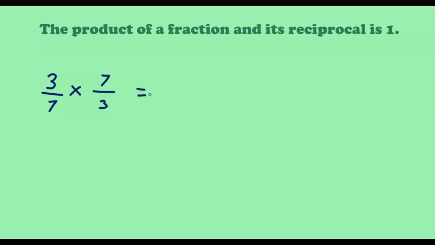Now how do we multiply two fractions? We write the fraction line, and the numerator of the resultant fraction will be the product of the numerators of the original two fractions, and the denominator of the resultant fraction will be the product of the denominators of the original two fractions. So in the numerator, we have 3 times 7, and in the denominator, we end up with 7 times 3. Now let us simplify this.